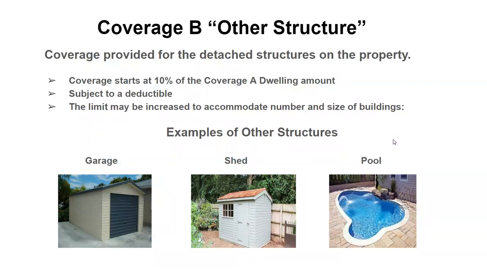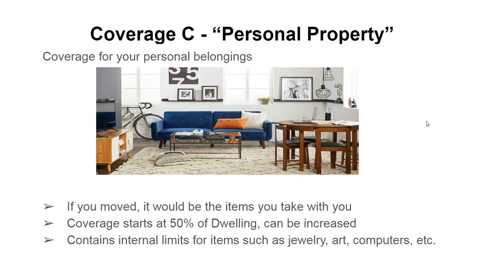Okay, so let's move to coverage B, other structures. Coverage B is for detached structures. Typically starts at 10% of the coverage A. It is subject to the deductible. You can increase it if you need to. But detached structures or other structures are like your garden sheds, your detached garages, swimming pools, gazebos, detached patios, decks. If it's not attached to the home, it's going to fall into this other structure section.